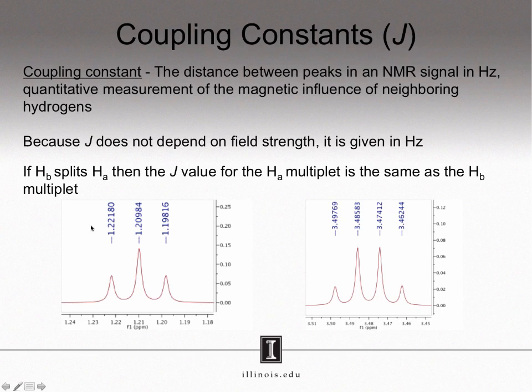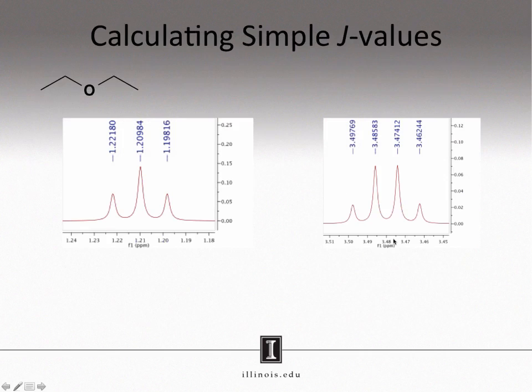Before continuing, one note. For this course, when we talk about coupling constants, we are talking specifically about what are called simple first-order coupling constants. Simple first-order coupling produces proton NMR signals of the kind that you have been shown. There are situations where peak splitting does not produce these types of clean signals. For this course, you do not have to worry about these more complex types of signals. Now, a demonstration on how to calculate simple J values.